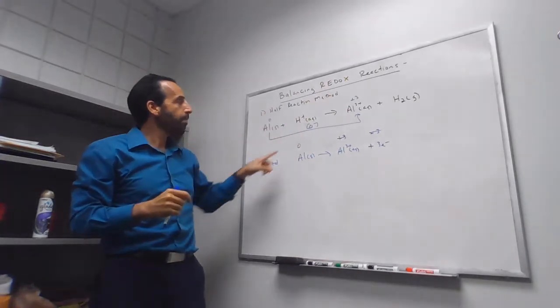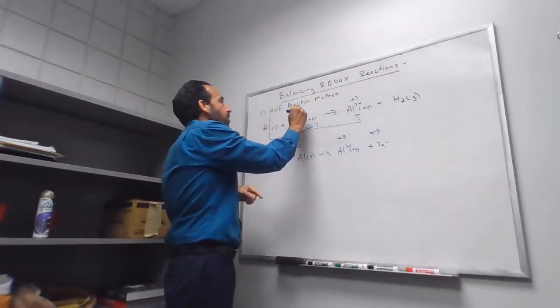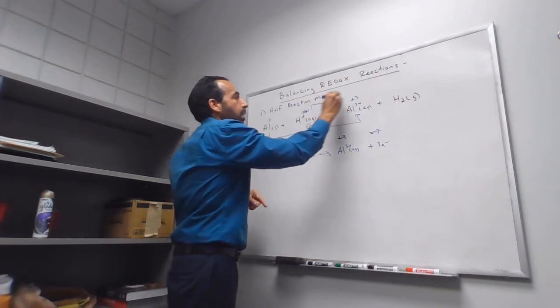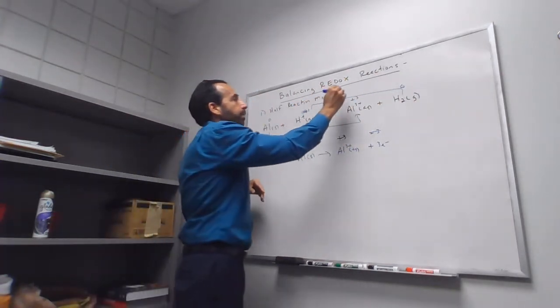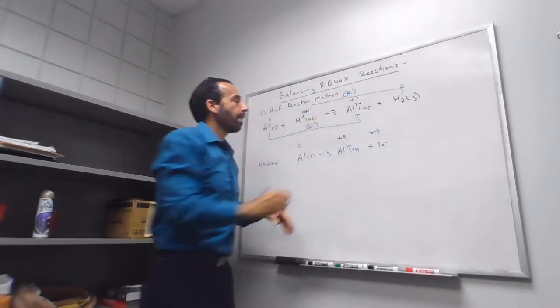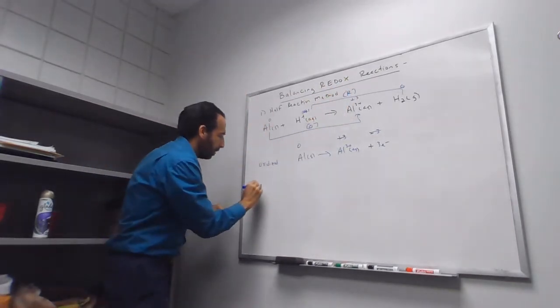So that's the oxidized. On this one right here, this goes from positive 1 to 0. So that's going to be reduction. So this is going to be my reduction side.